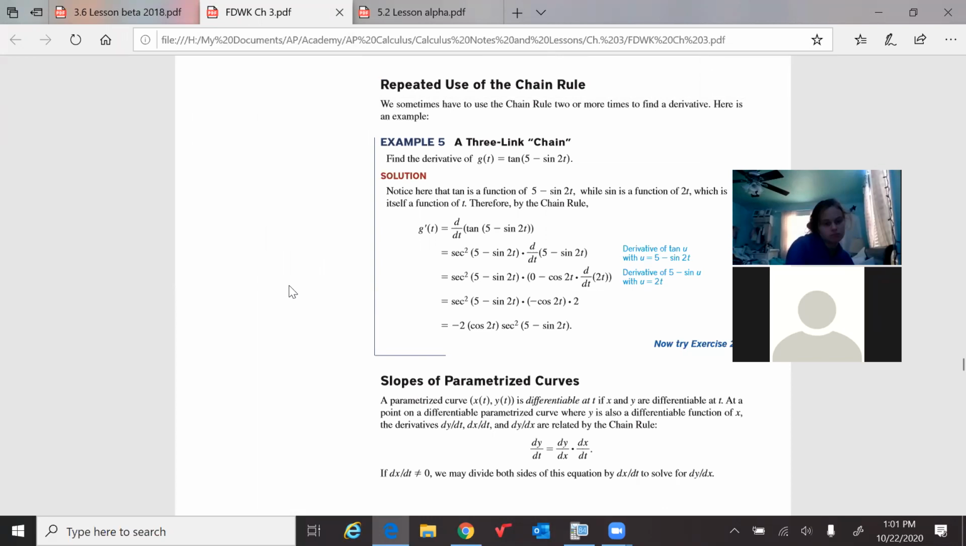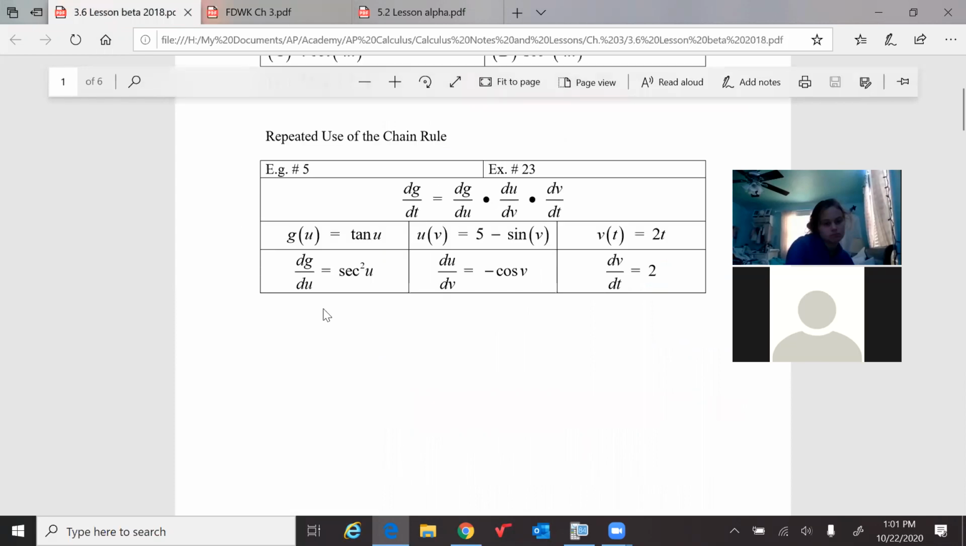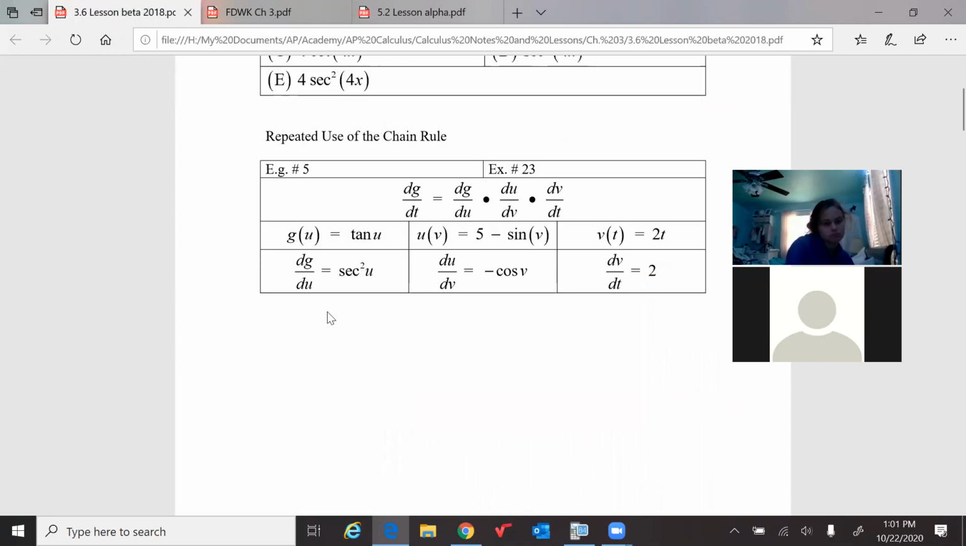You have a composite function. But really what you have is this. You have the tangent of this thing. And the tangent of 5 take away sine 2t involves a composite function because you have the sine of t and the sine of 2t. So when you work inside out, and you start with the 2t and go out, you would literally work from right to left.